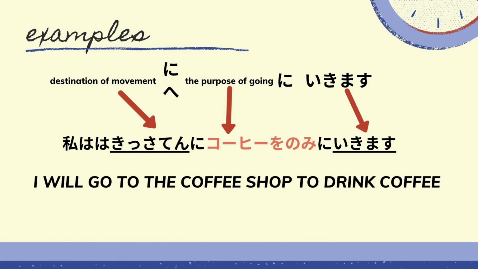Okay, our next example here is watashi wa kisate ni kohi o nomi ni ikimasu. Our destination of movement or our place here is kisaten, followed by particle ni, and our purpose of going here is kohi o nomi, followed by particle ni and ikimasu, which is to go. So, our English here is, I will go to the coffee shop to drink coffee. Our purpose for going to the coffee shop is to drink coffee. Pupunta ako sa coffee shop para uminom ng kape.